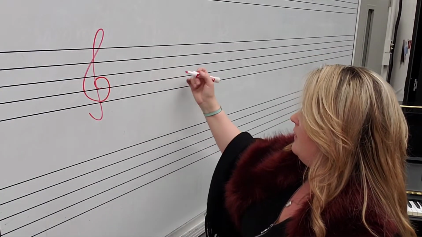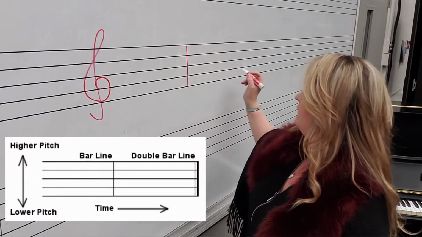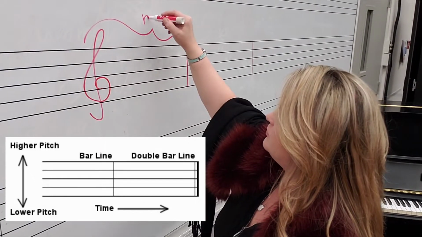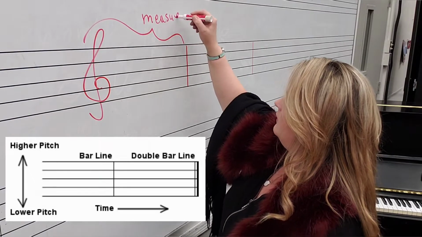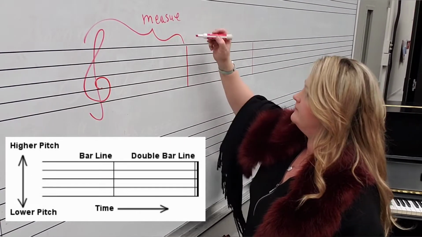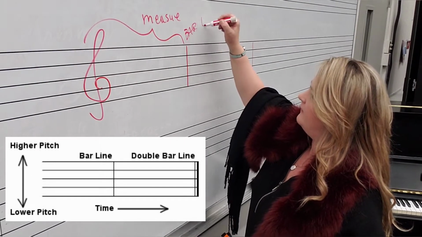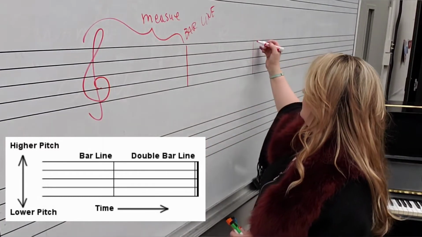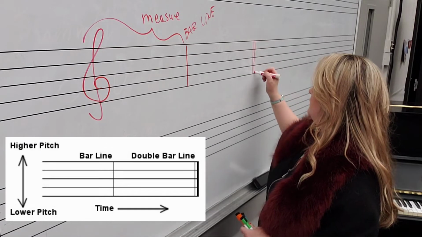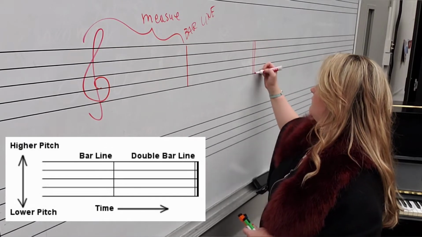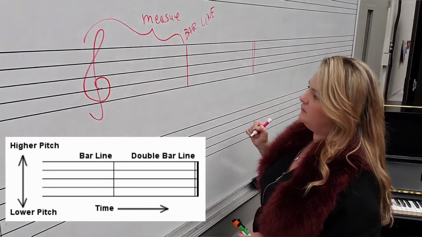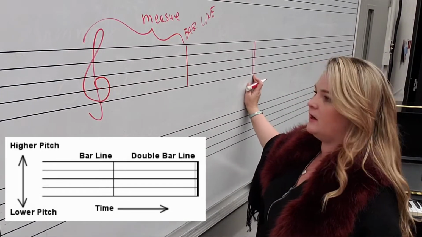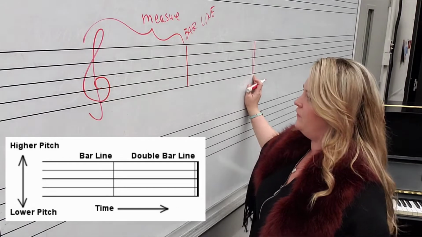Now, we have bar lines that divide measures. So this is one measure, and that is a bar line. Now, the last bar line is called a double bar or final bar line. That means the end of the song or end of the piece. So once you see there are 2 lines, that means it's the end of the song.